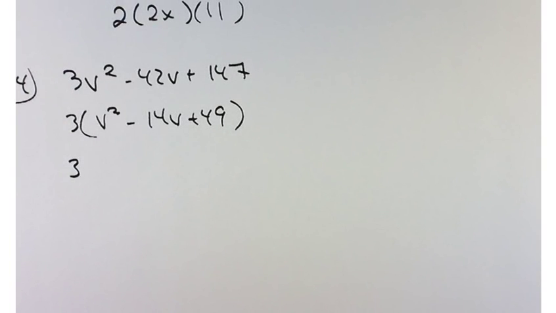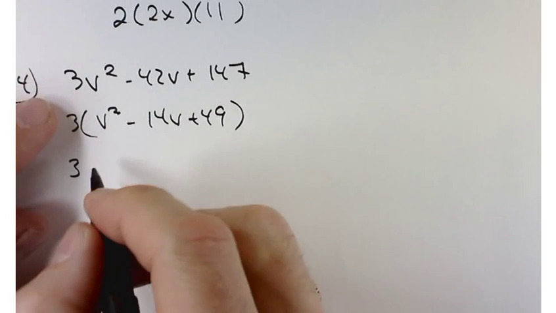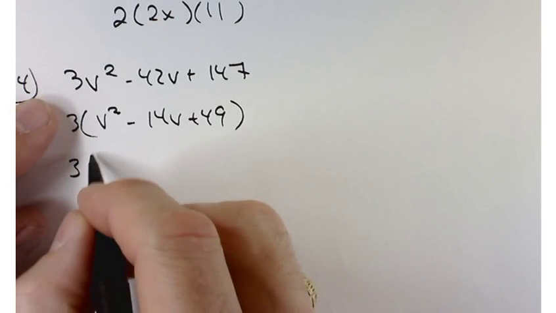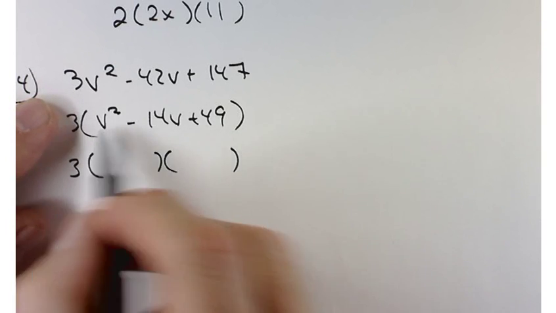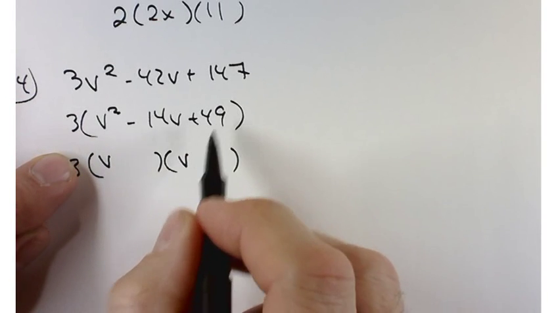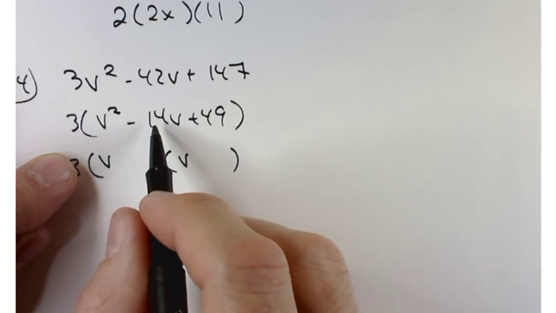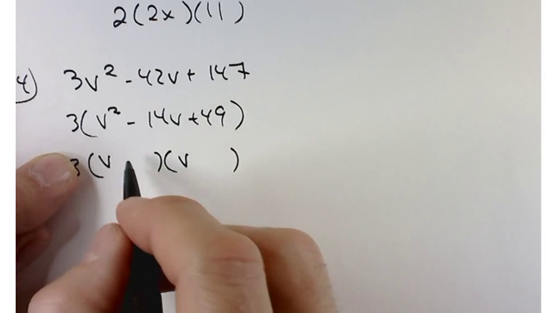So I need a v and a v. What are two numbers that multiply to 49 and add to negative 14? Negative 7 and negative 7. And that's great, but I asked you to go one step further with these. Leave the 3 out in front: 3 times v minus 7 squared.